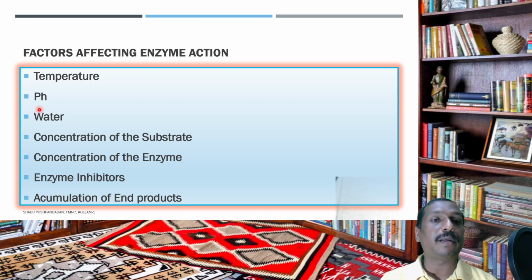pH is another factor which affects enzyme action. The enzymes work at a specific pH. If an enzyme has to work at pH 7.2, it will work only at 7.2, and if the pH is 7.5, that enzyme will not work.